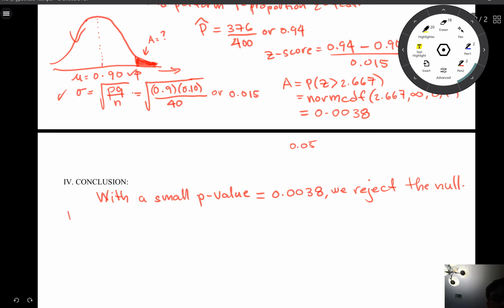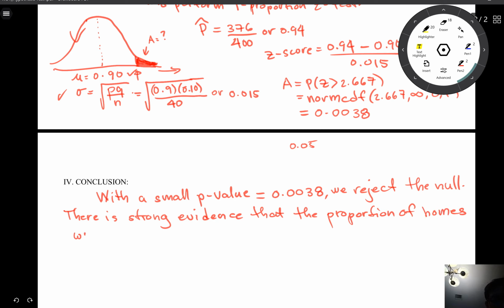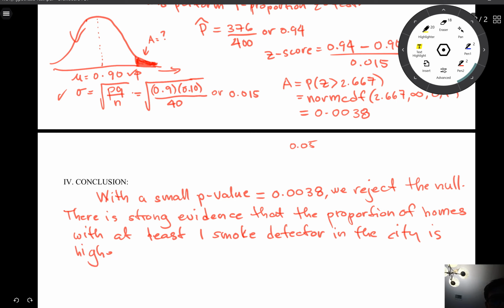Okay. There is strong evidence that the proportion of homes with at least one smoke detector in the city is higher than 90%. There you go.